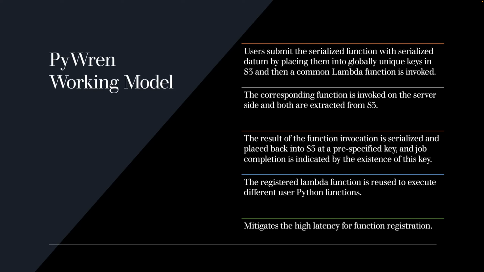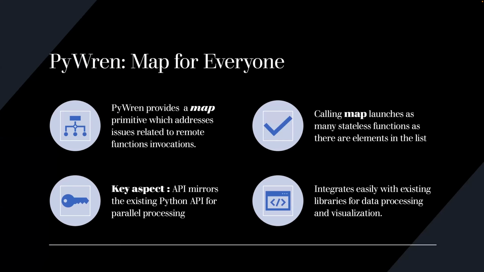And in this way, PyWren is able to reuse the registered Lambda function to execute different user Python functions, and it mitigates the high latency for function registration. So that is another advantage of this. So next is PyWren map for everyone. This map primitive addresses the problems with respect to the remote invocations.